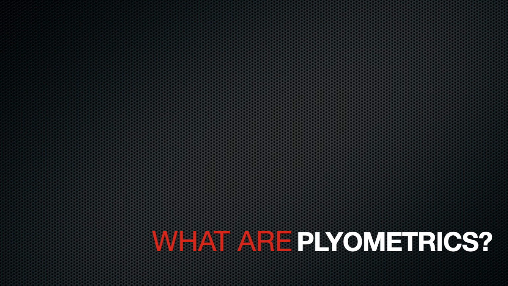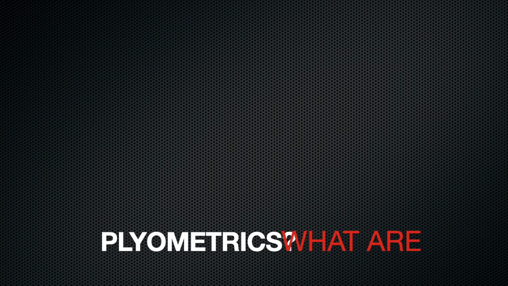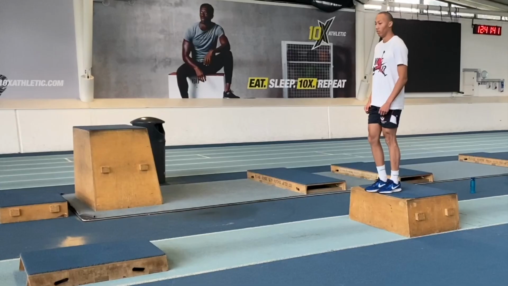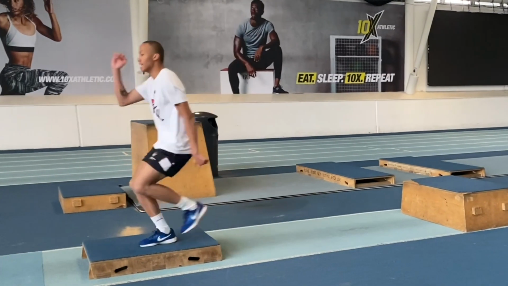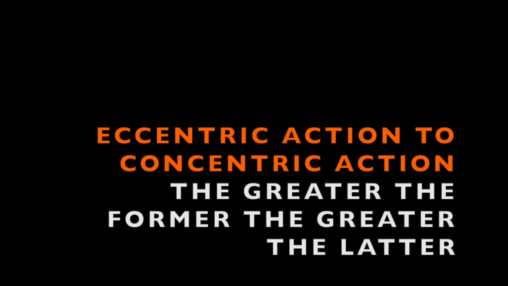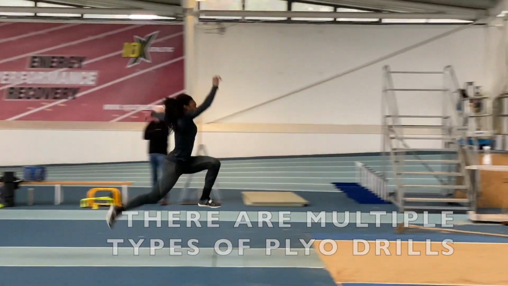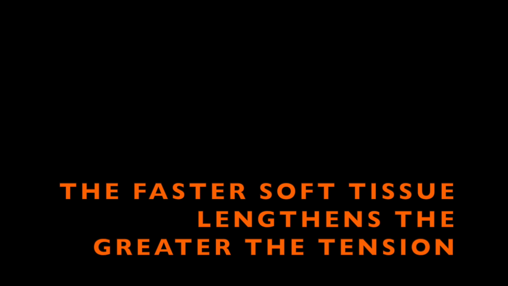In brief, plyometrics use the stretch reflex capabilities of soft tissue. When your foot hits the ground, the muscles around the ankle, knee and hip go on stretch, an eccentric muscular action. They then quickly recoil to shorten in a concentric action to produce great amounts of force.